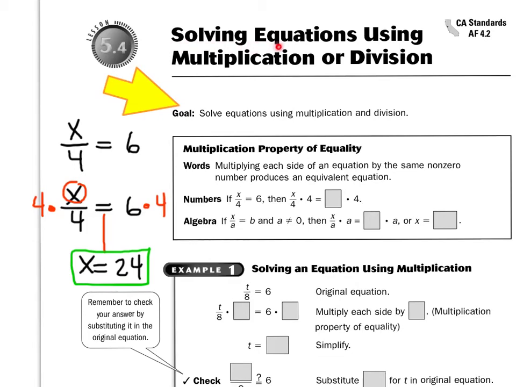Hello you guys, let's talk about solving equations using multiplication or division. Alright, so take a look at this first example right here where it says numbers. If x over 4 equals 6, then we have to find out what x is. So I want you to copy the equation in the margin just like I did. X over 4 equals 6.